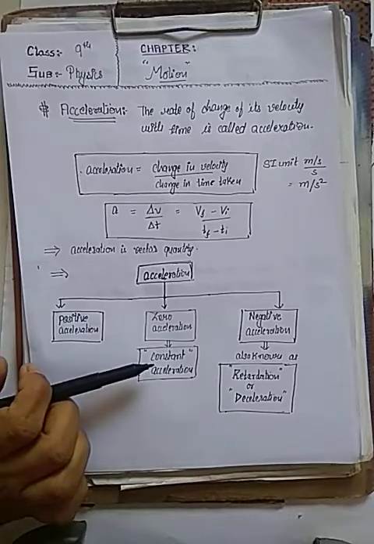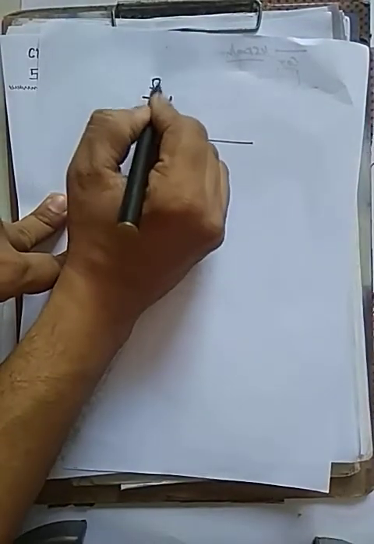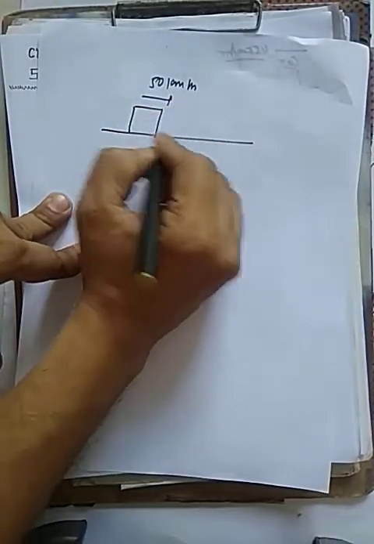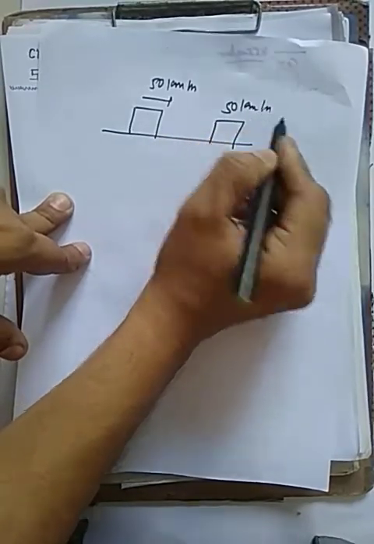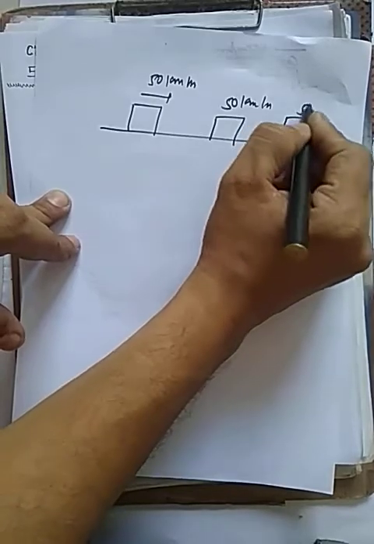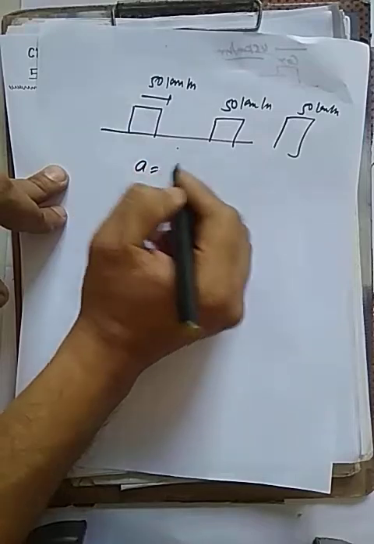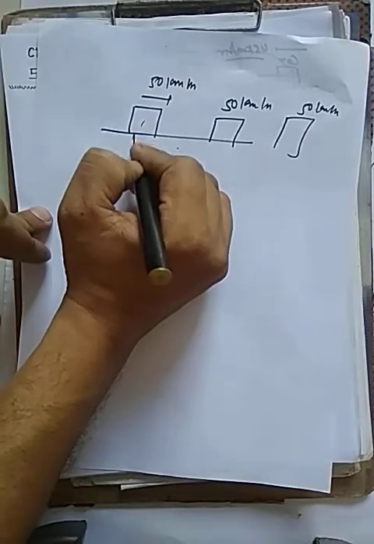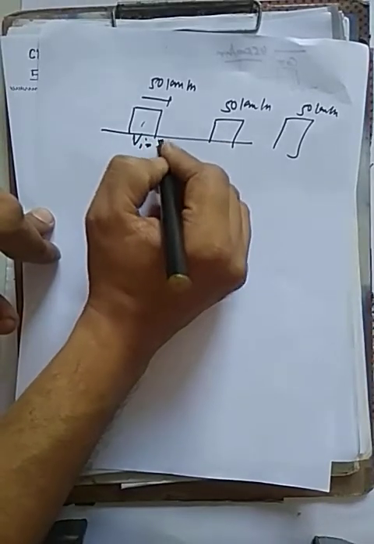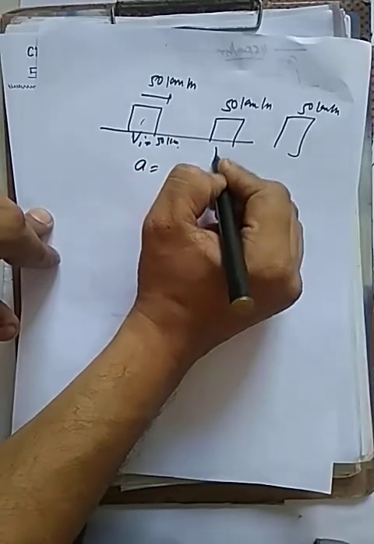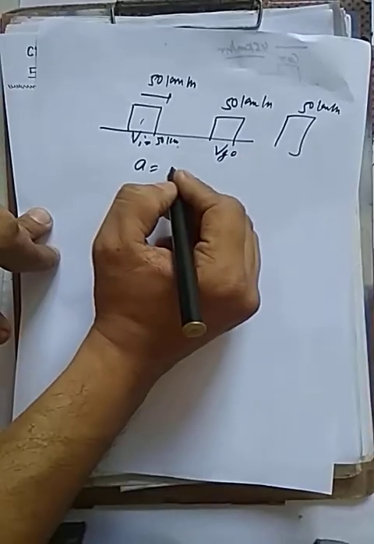Now how can we understand this? Suppose we are on the road and the car is moving with the speed of 50 km per hour. After 5 seconds it reaches here and the speed is the same, 50 km per hour. If somebody asks you what is the acceleration here, this is the initial velocity 50 km per hour, this is the final velocity 50 km per hour. What is the formula?